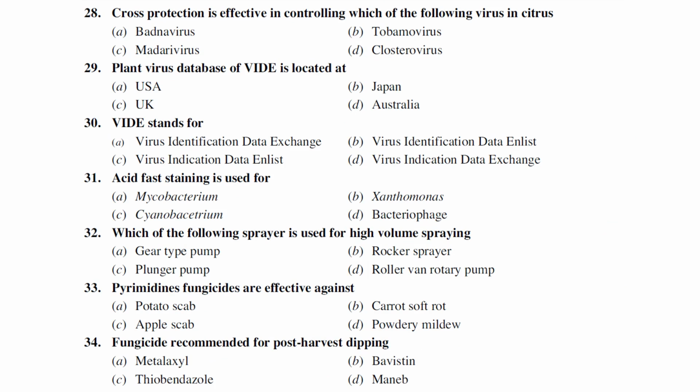So Badna virus, Tobacco virus, Madari virus and Clostrovirus. Which of the following is this cross protection very effective? Clostrovirus, for example, the citrus virus that comes under this group, is a very important virus where stem pitting is the most significant character we can observe. Managing this citrus virus by using antibiotics and resistant varieties is found a little bit difficult, but there is a technique called cross protection where we can effectively control this disease.